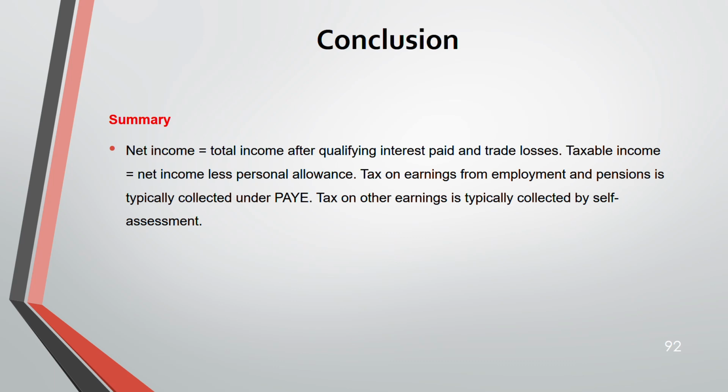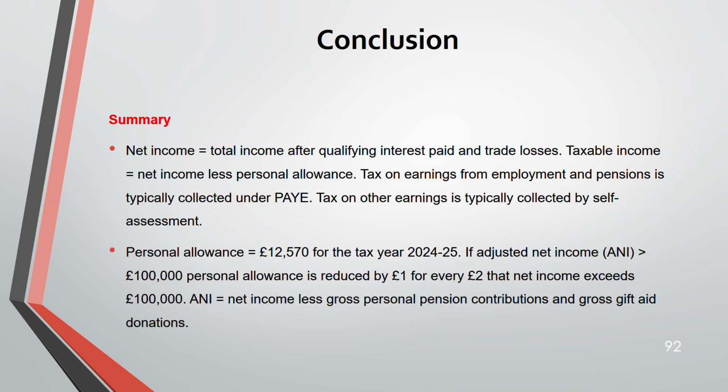Tax on earnings from employment and pension are deducted at source. That is pay as you earn, PAYE. This is mostly for employment income and pension, but not for self-employment income. Other incomes are collected by self-assessment. So personal allowance for this tax year is 12,570. As I told you earlier, if your adjusted net income is more than 100,000, personal allowance keeps reducing, one for every two.